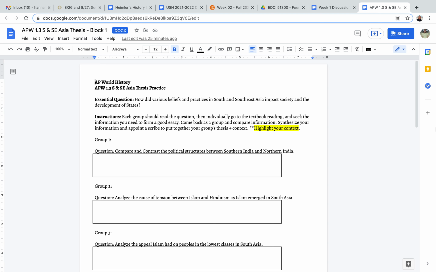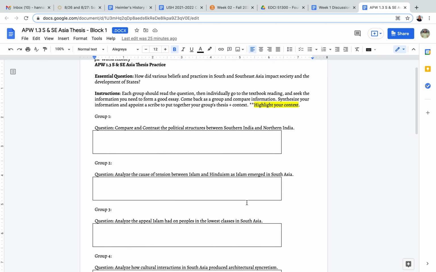Then you're going to individually go to the textbook reading in your notes and seek the information you need to form a good essay. You're going to come back to your group and compare information. Then you're going to synthesize your information and appoint a scribe to put together your group's thesis and context. I would like you to highlight your context, okay? So depending on what group you're in, you're going to answer one of these questions.